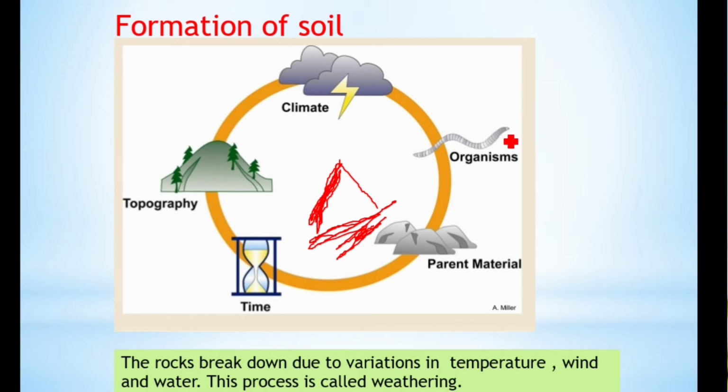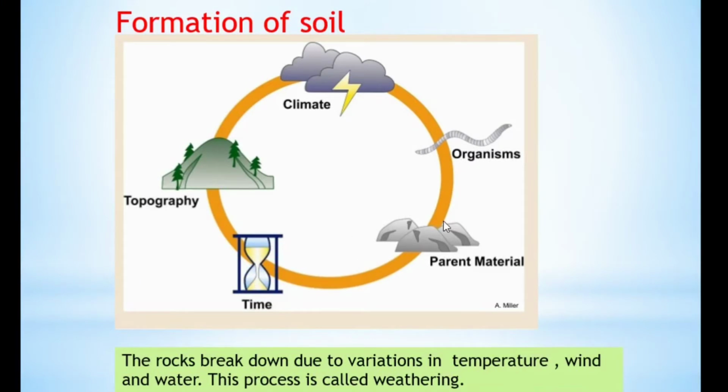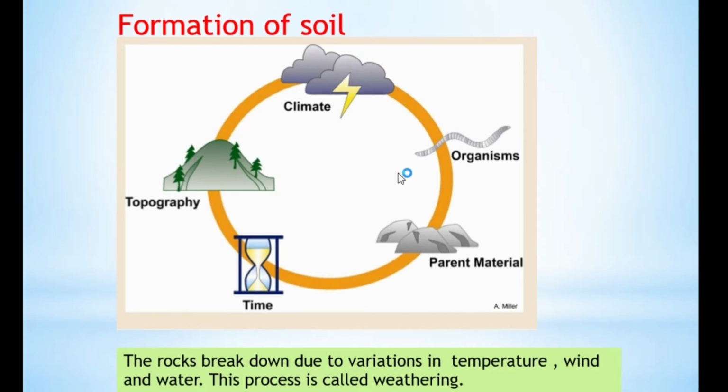Now let's talk about the final factor, which is time. Over a period of time, climate and vegetation act on parent material, and all these factors, like climate, vegetation, parent material and time, determine how the texture and how the color would be. So we have understood how the soil forms. Now we'll discuss the different types of soil. So let's proceed towards the types of soil.